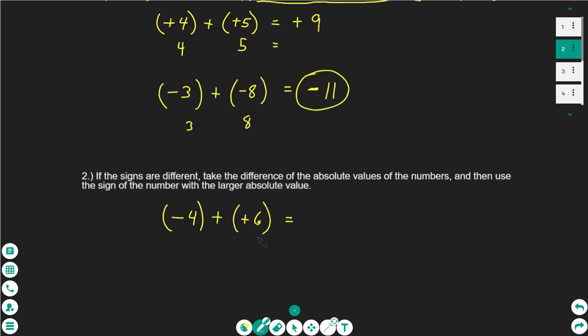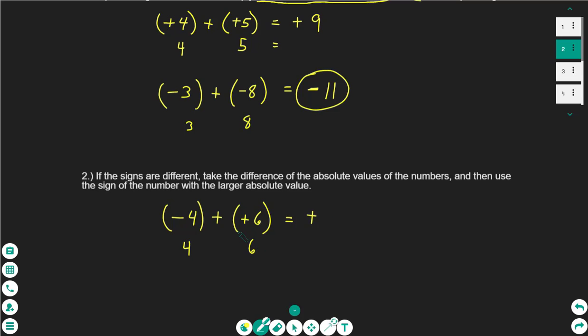The one that's stronger is the one with the greater value, or the greater absolute value. So what's the absolute value of a negative 4? It's 4. What's the absolute value of 6? It's 6. Which one is greater? Well, the 6 is greater. Therefore, we are going to use the 6's sign, which is a positive. So we're going to use a positive sign in the answer. So the greater one always wins.